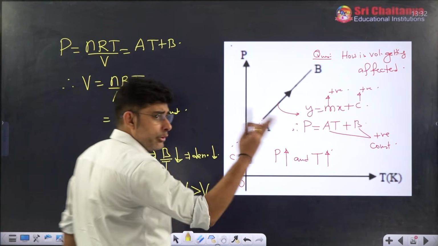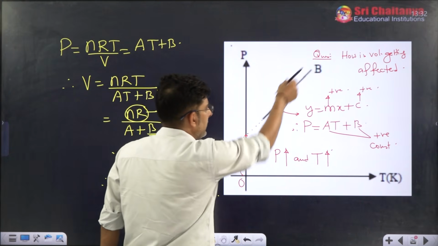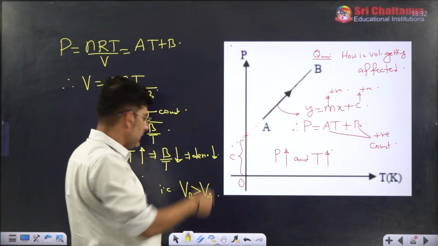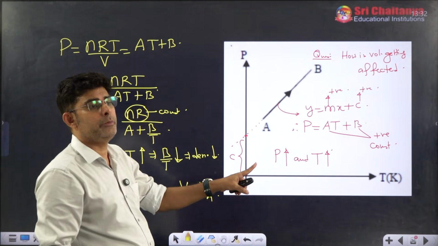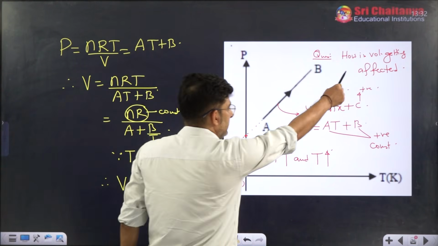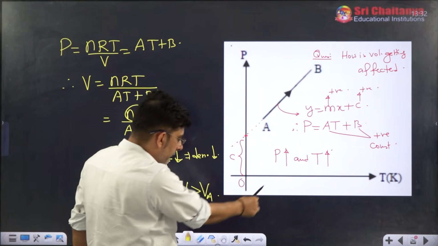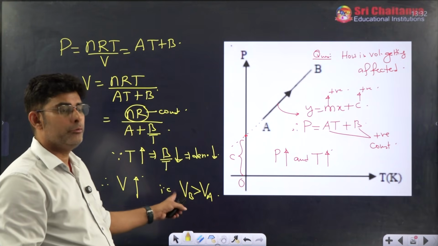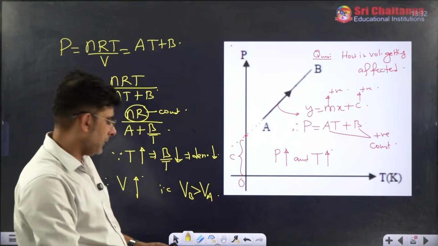Now you can remember it. If it is a VT volume expression, and the PT graph cuts the intercept above the origin, volume will increase. If it is passing through the origin, volume will be constant. And if you have a PT graph like this, with negative y-intercept, then the opposite will happen, volume will decrease. Clear? Shortcut method you can remember.